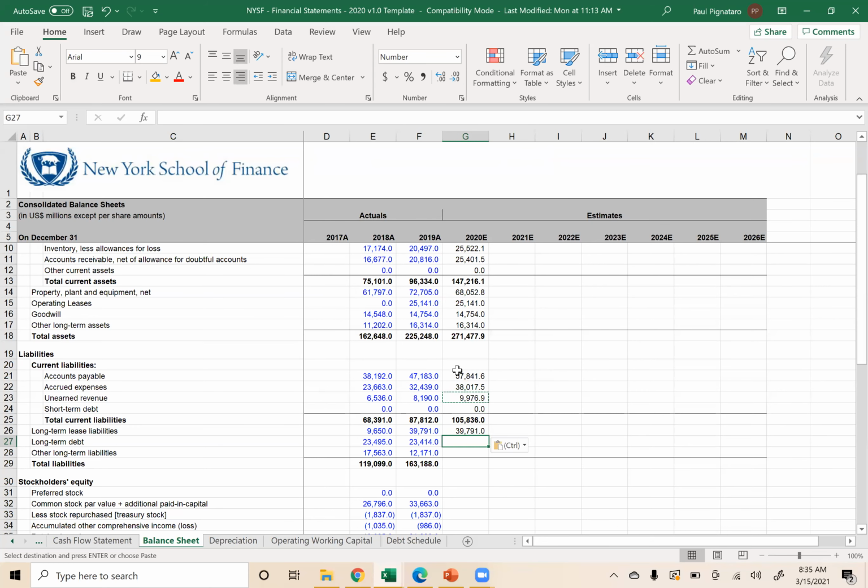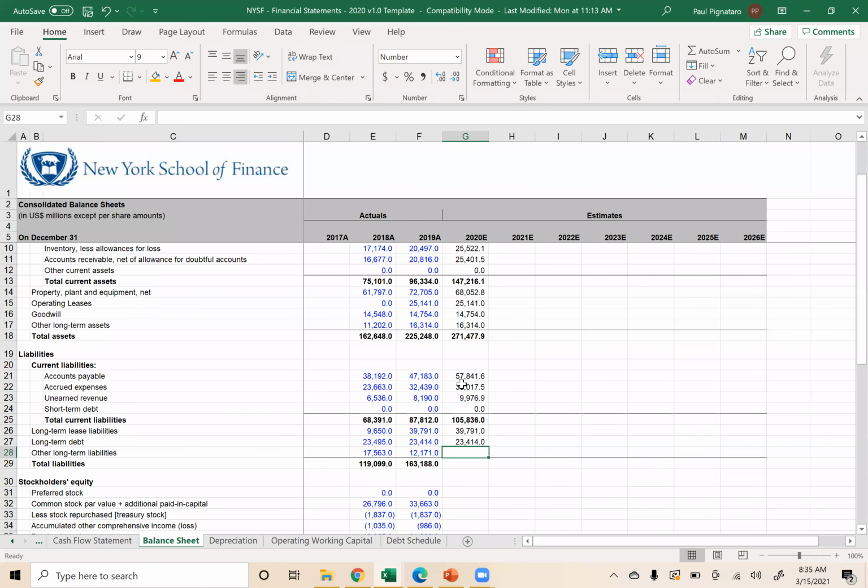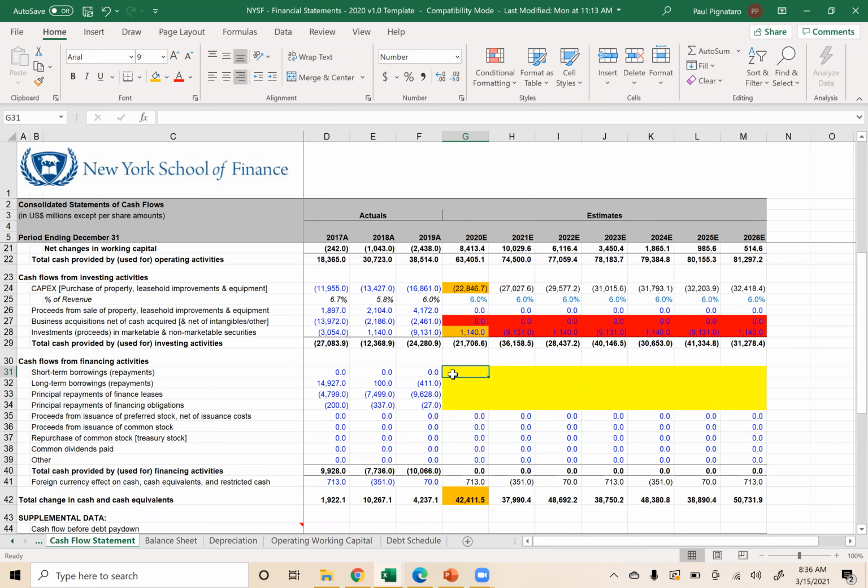Okay. So long-term debt equals long-term debt from the year before plus long-term debt borrowings. Okay. Other long-term liabilities. Anything other, I'm going to wait until I'm done and I'm going to see, are there any line items left over? Let's analyze that in a little bit. But for now, we've linked up short-term debt, long-term debt, finance leases.